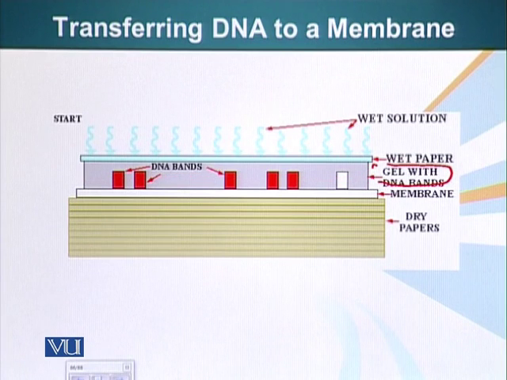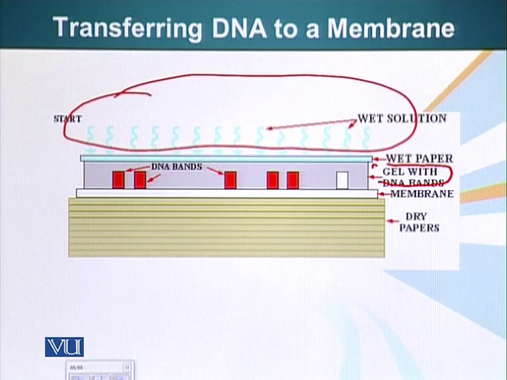So let's see. Here we have placed our gel. It is placed on paper towels, dry paper. There's liquid buffer on top here. So when we start this procedure, the water will move towards the drier papers, and when it does that, the DNA, which is floating on the gel, will also move towards the membrane and get stuck, because the pores of the membrane do not allow DNA to diffuse through it and into the dry paper towels.